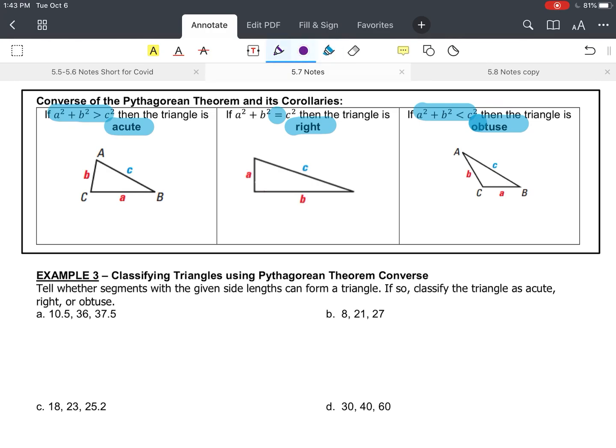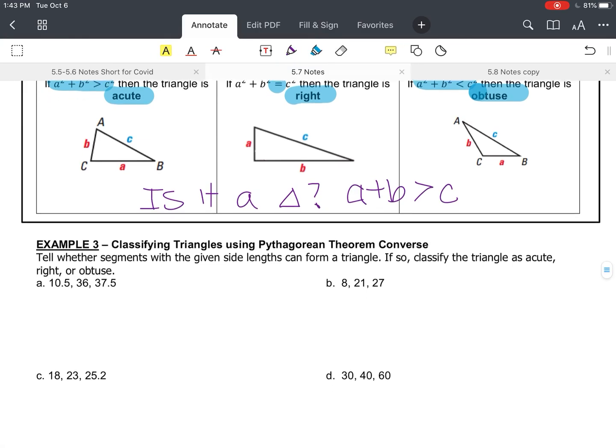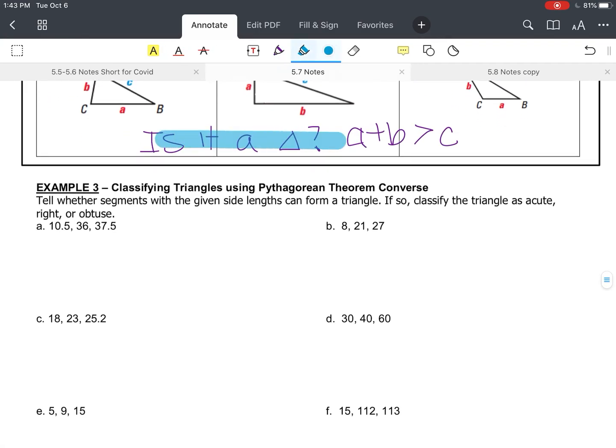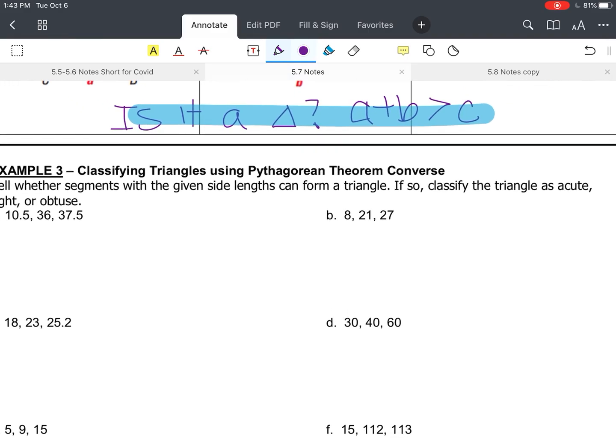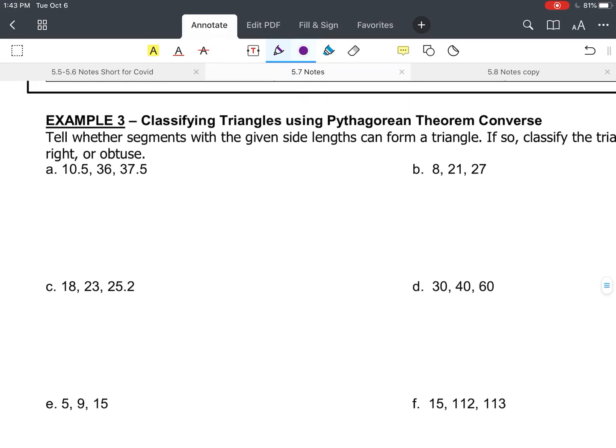Please remember that we still have to apply the triangle inequality theorem to know, is it a triangle? So before you do this, you always have to ask yourself, is it a triangle? Meaning, is a plus b going to be bigger than c? If a plus b is not bigger than c, then it's not a triangle. It doesn't matter what the Pythagorean theorem converse tells you. So you first always have to check this before anything else. So let's try example 3a.